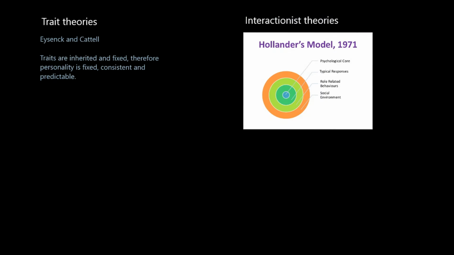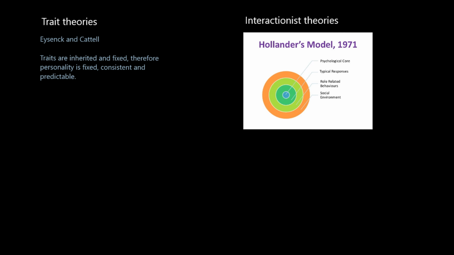Now, the opposing viewpoint is trait theories and trait theorists. Eysenck and Cattell are two of the biggest trait theorists. Now, they say, and quite rightly, that the traits, your characteristics, like we said, are inherited from your mum and dad. They are fixed. It's genetic. You don't change your genes. Therefore, your personality is fixed. Therefore, it's consistent, and therefore it is predictable.